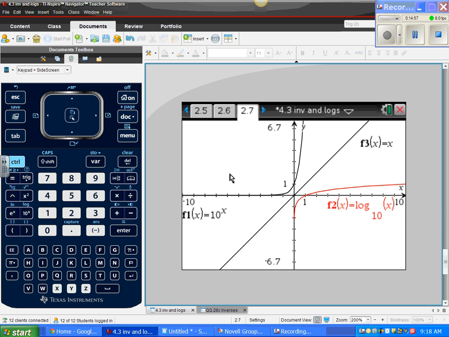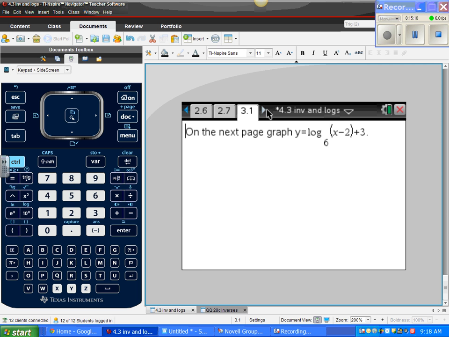So a translation in math means what? It slides, it moves, usually horizontally and vertically. Sometimes we stretch them or shrink them. So let's talk about that. On the next page, I've got y equals log. Shrinking, right, dilation, yes. Good.